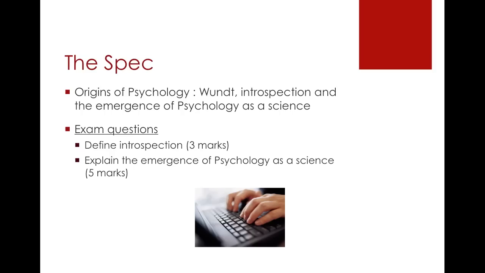So if we finish on that, then we go back to the specification. What I was trying to get across for you in this video was that first part of the approaches spec, the origins of psychology. So hopefully you're a bit more informed about that now, where psychology started from and where it's ended up now. So you should have an understanding of Wilhelm Wundt, who he is, what he did, his method of introspection, and then how that links into psychology emerging as being seen as a bit of a science.